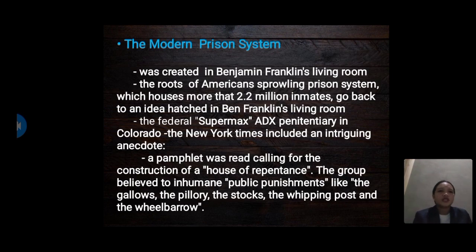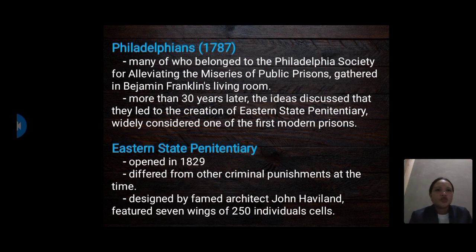So the modern prison system was created in Benjamin Franklin's living room. The roots of the American sprawling prison system, which houses more than 2.2 million inmates, go back to an idea hatched in Ben Franklin's living room. In Philadelphia in 1787, many who belonged to Philadelphia society, concerned with alleviating the miseries of public prisons, gathered in Benjamin Franklin's living room.